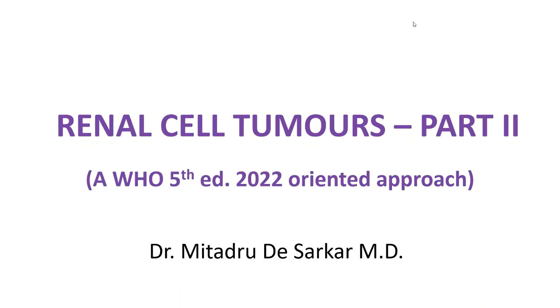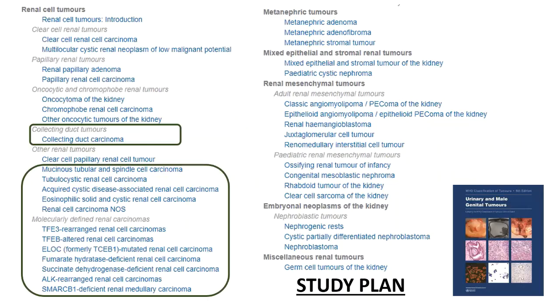Hello, and welcome to this discussion on renal cell tumors. This is the second part of a two-series discussion based on the WHO 5th edition 2022. We have already talked about the big entities, that is the clear cell renal cell carcinoma, multilocular cystic renal neoplasm of low malignant potential, papillary renal cell carcinoma, chromophobe renal cell carcinoma, and the clear cell papillary renal cell tumor. So in this discussion, we shall be focusing mostly on collecting duct carcinomas, tubulocystic renal carcinomas, mucinous tubular and spindle cell carcinomas, along with a few of these molecularly defined renal cell carcinomas which have made their way into the new WHO classification.